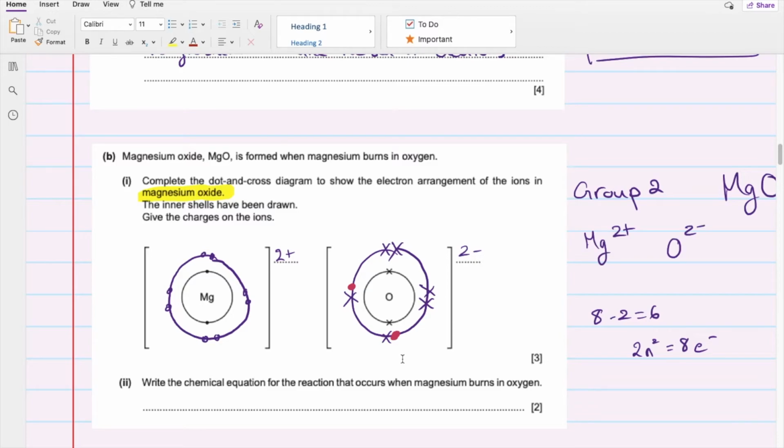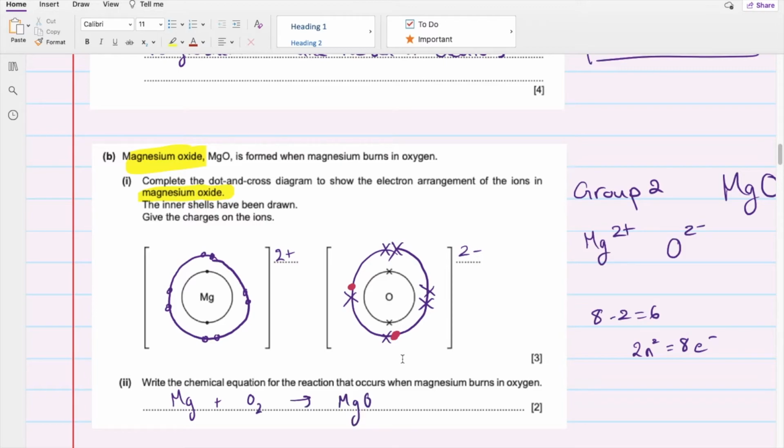Okay. So write the chemical equation for the reaction that occurs when magnesium burns in oxygen. So it's going to be magnesium and oxygen. When it burns in oxygen, they already told us what the answer is. It's up here, magnesium oxide. So I'm going to put magnesium, we're going to put oxygen, we're going to put magnesium oxide. We have that. That's going to give you 1 mark.